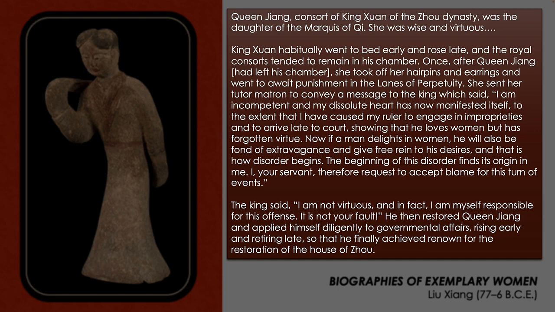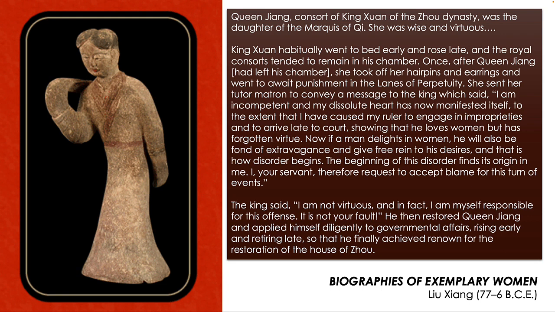She sent her tutor matron to convey a message to the king, which said, I am incompetent and my dissolute heart has now manifested itself to the extent that I have caused my ruler to engage in improprieties and to arrive late to court, showing that he loves women but has forgotten virtue. Now, if a man delights in women, he will also be fond of extravagance and give free rein to his desires, and that is how disorder begins. The beginning of this disorder finds its origin in me. I, your servant, therefore request to accept blame for this turn of events. And then the king said, I'm not virtuous, and in fact, I am myself responsible for this offense. It is not your fault. And he then restored Queen Jiang and applied himself diligently to governmental affairs, rising early and retiring late so that he finally achieved renown for the restoration of the House of Zhou.